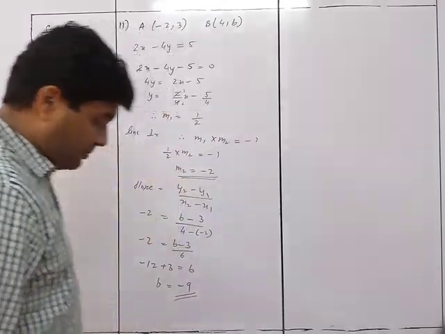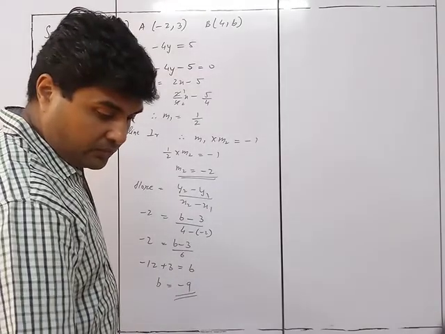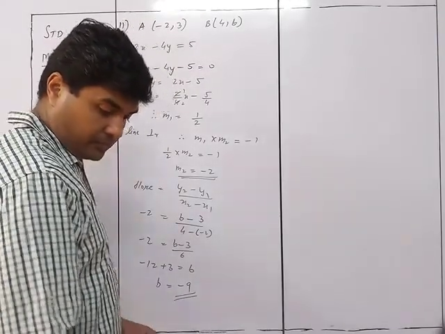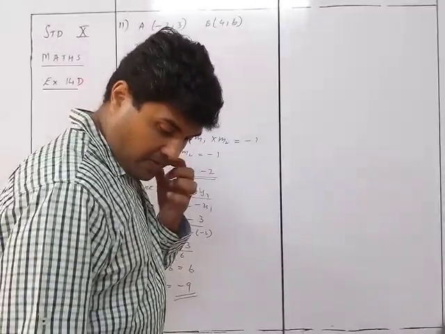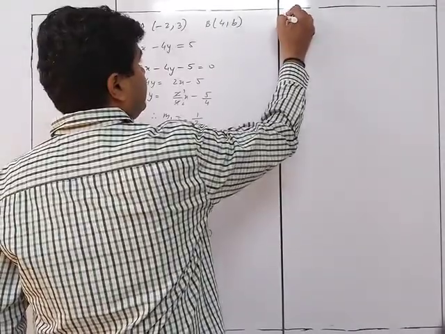We move on to sum number 13. We have got two sums in it. We'll do both the sums. Let's see sum number 13, part 1.